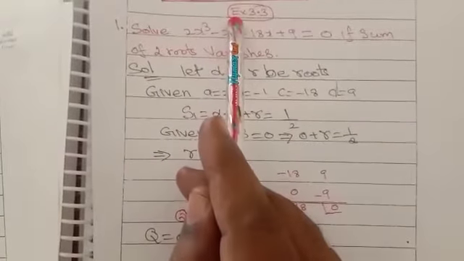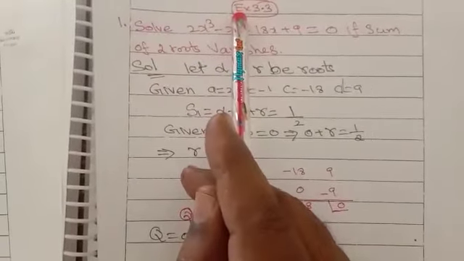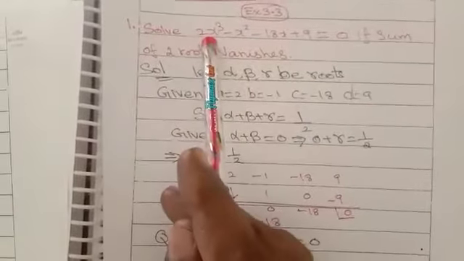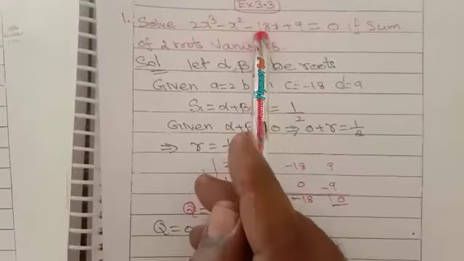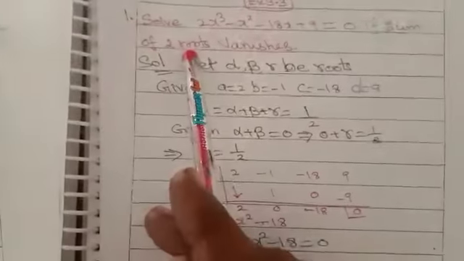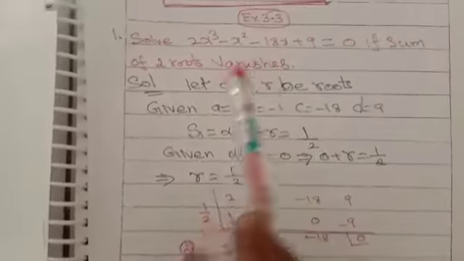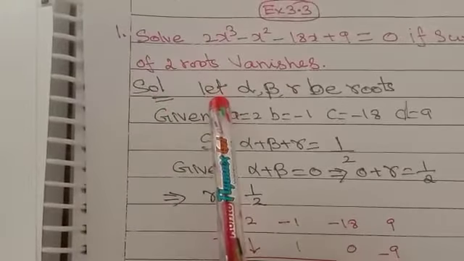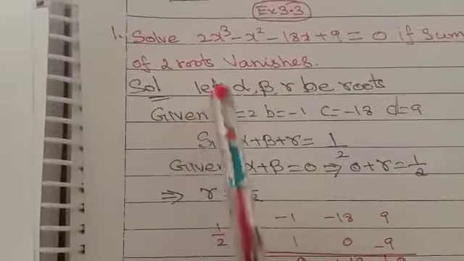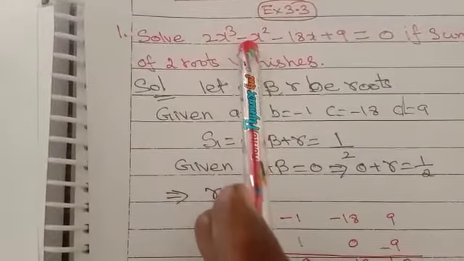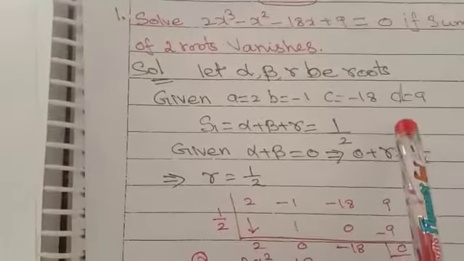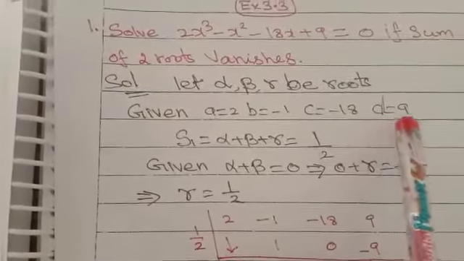We will move to the next exercise, number 3.3. The first problem: solve 2x cube minus x square minus 18x plus 9 equal to 0 if the sum of two roots vanishes. Solution: we are taking the roots as alpha, beta, gamma. Given a equal to 2, b equal to minus 1, c equal to minus 18, d equal to 9.